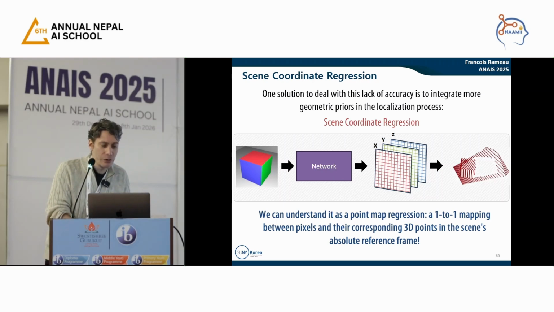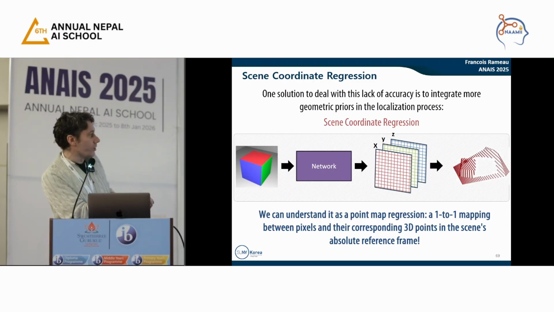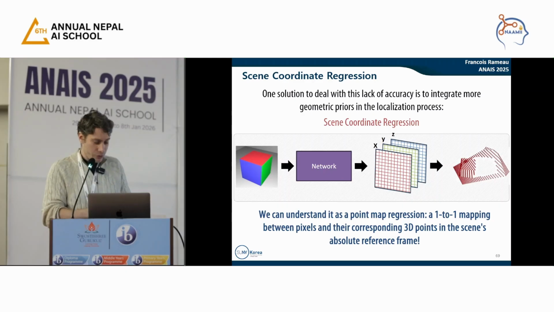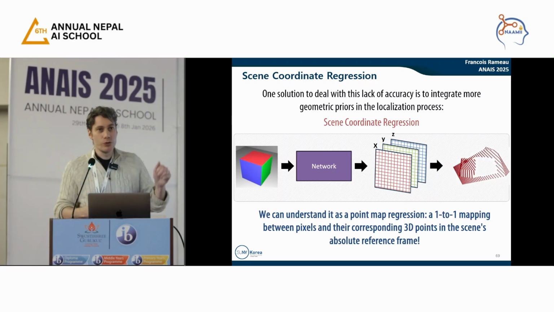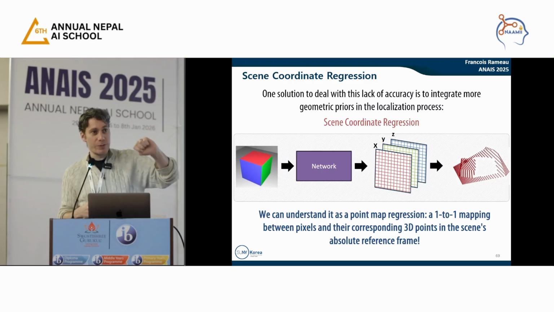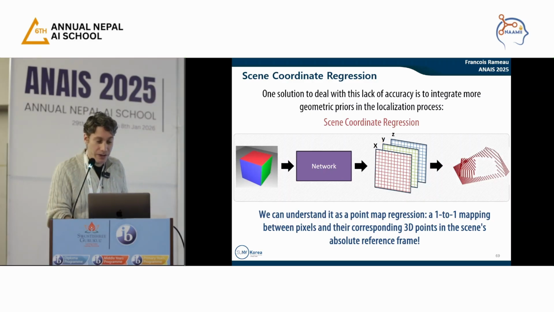I give you an image. I have a network, but instead of predicting directly the pose, only 6 or 7 parameters, I will try to regress a tensor with 3 channels. For each pixel, what we try to get is the 3D location of the projection of this pixel in the 3D world, in the scene coordinates. And that's the reason why we call it scene coordinate regression.